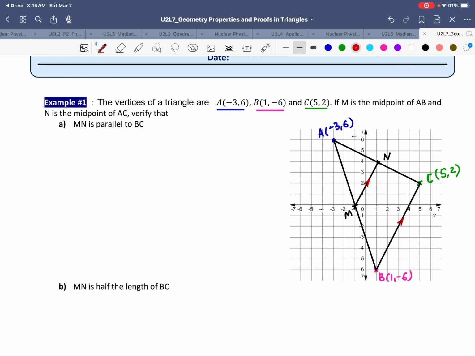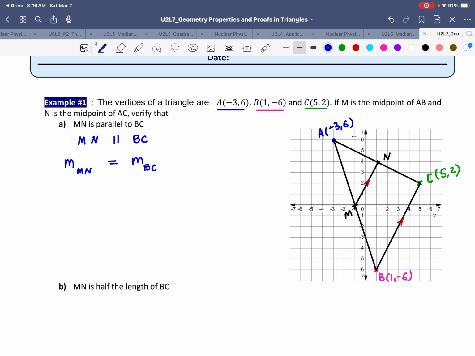First, I'm going to write what I have to prove. So I have to prove that MN is parallel to BC. Now, what does that mean? It means that the slope of line segment MN must be equal to the slope of line segment BC.